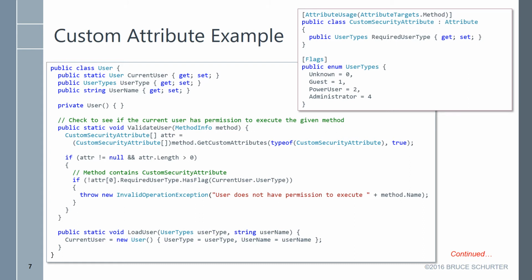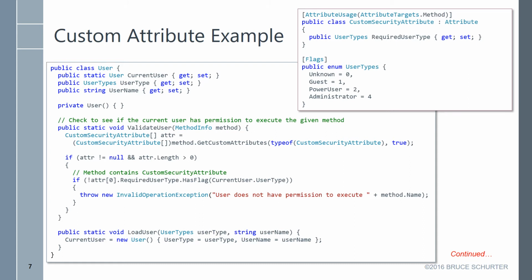Notice here it is a flags enum, so I'm using a predefined attribute. And then we have four values: unknown, guest, power user, and administrator. I just arbitrarily picked these values, and notice since they are flags enums, I can combine them together.